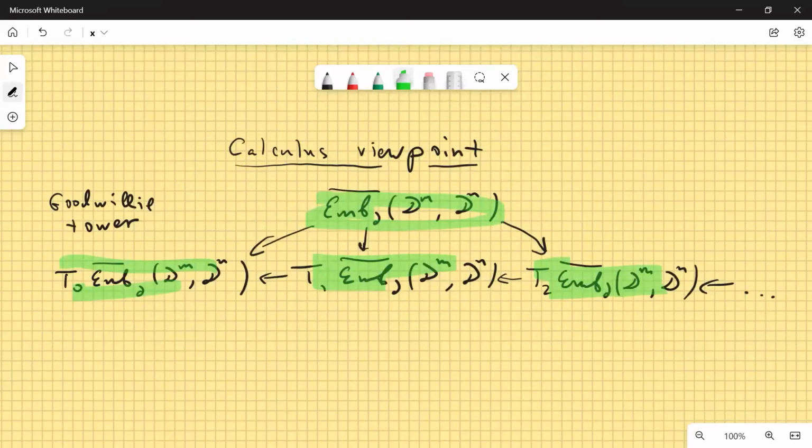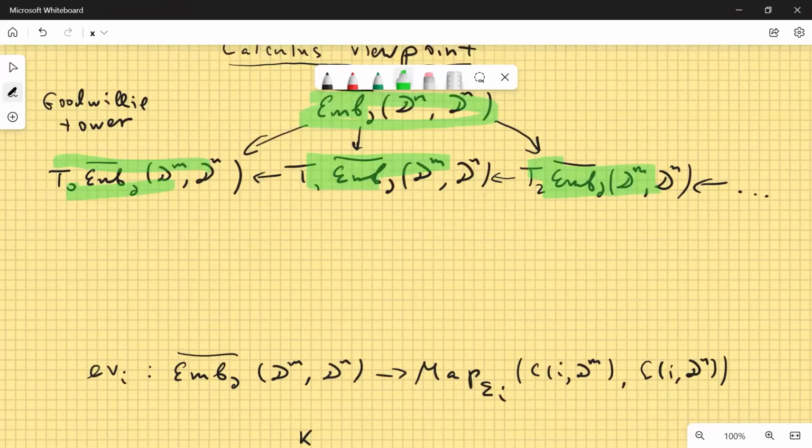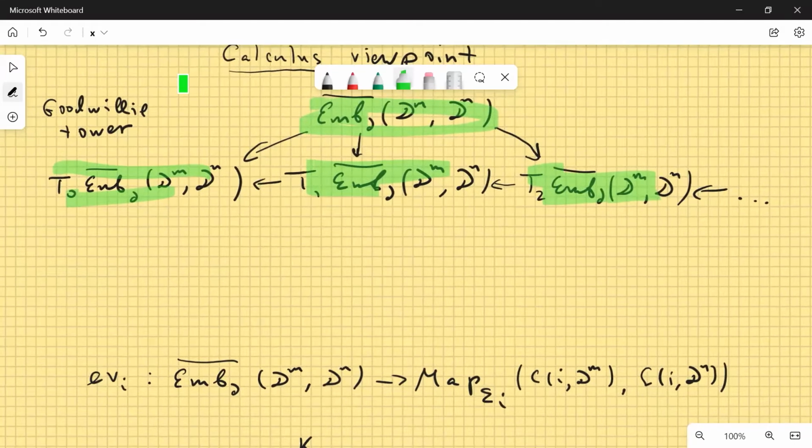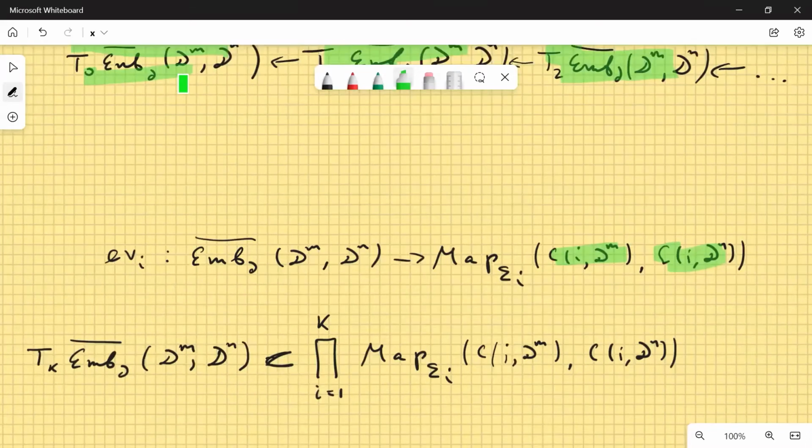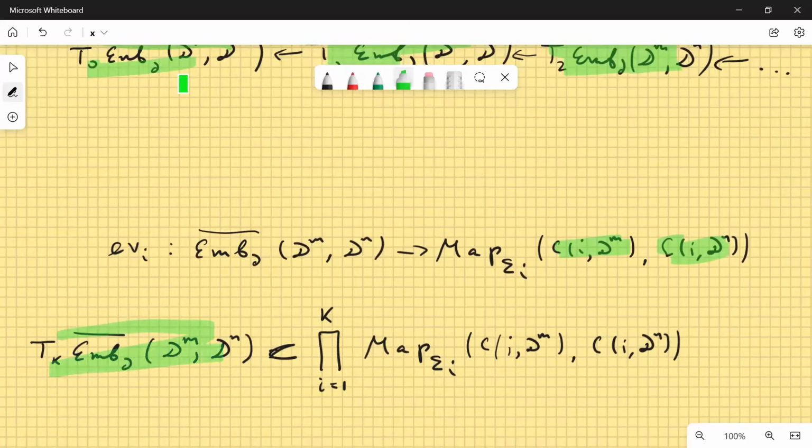Roughly speaking, what do these maps come from? They really come from evaluations. Given an embedding, we can get a map of configuration spaces, from i points in the first disk to i points in the second disk, and these maps are sigma_i equivariant. The k-th approximation is a certain space of maps, a subspace of the product of maps of configuration spaces.